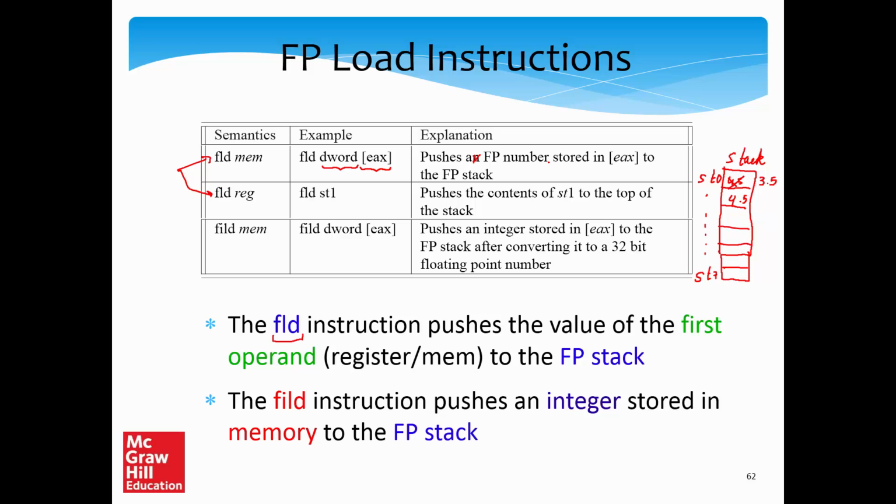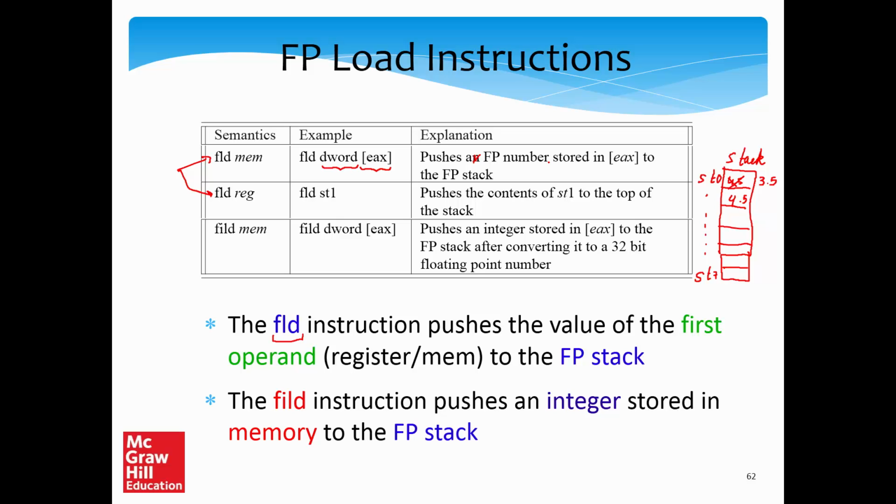So it pushes a floating point number. Well, it's an FP number, fine. Grammatically, it's still okay. So it pushes an FP number stored at the address in EAX, in square brackets, to the floating point stack. So if the number stored is 3.5, it gets stored on the floating point stack.